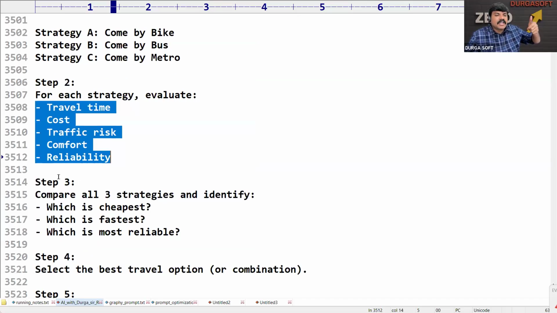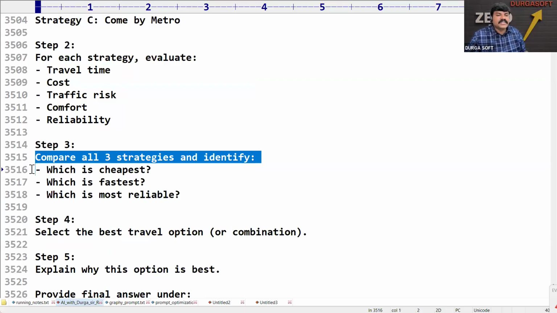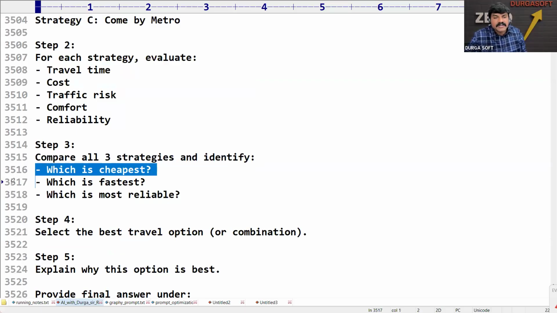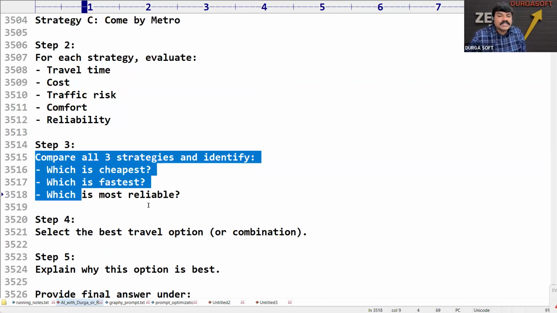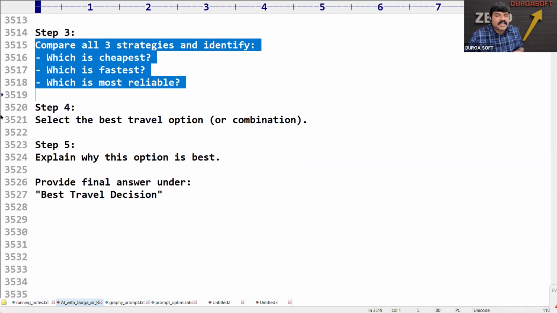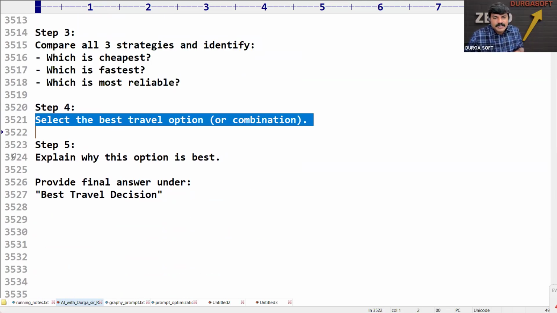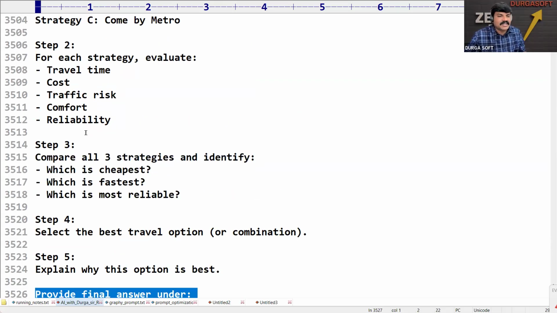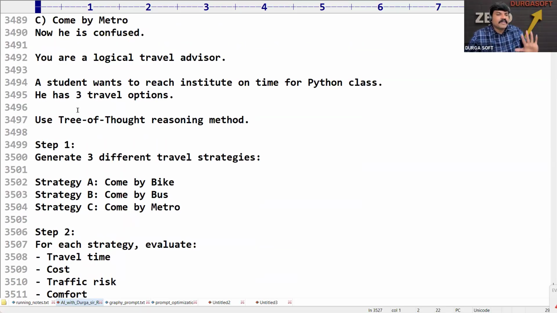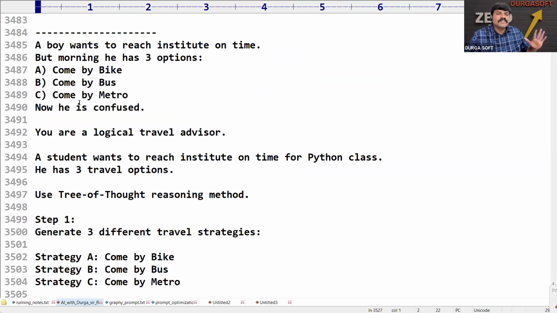Now compare all 3 strategies and identify which is the cheapest, which is the fastest, which is the most reliable. I want such type of possibility, friend. Cheapest, fastest, and most reliable, these things I require. Select the best travel option. Explain why this option is the best. Provide the final answer, the best travel decision. Wonderful, friend.